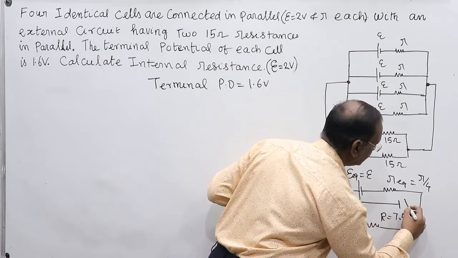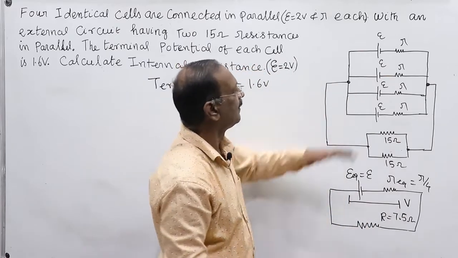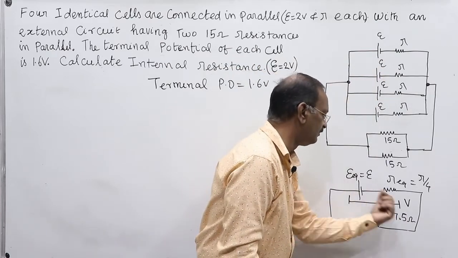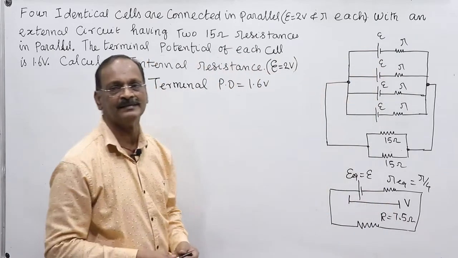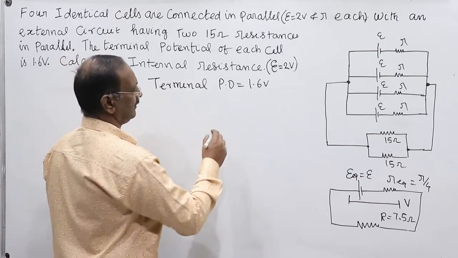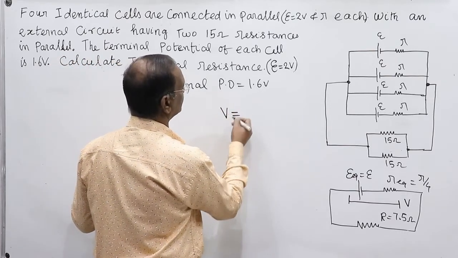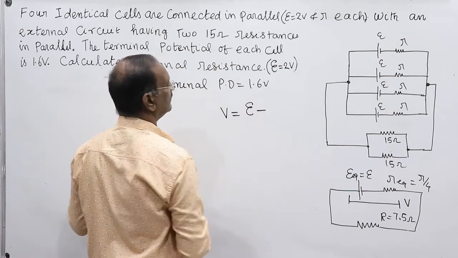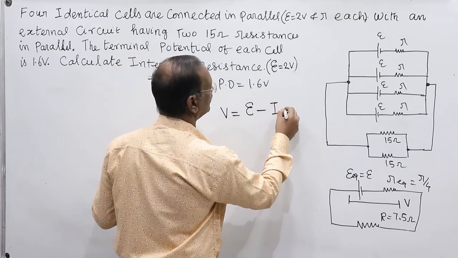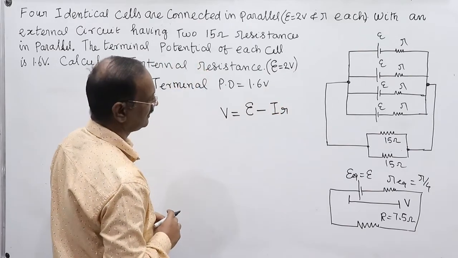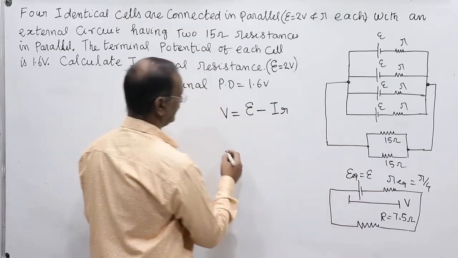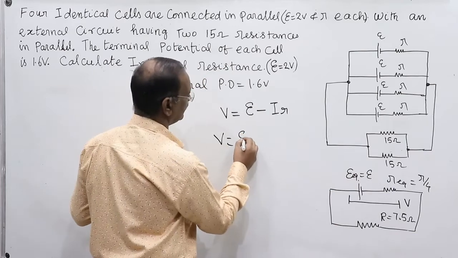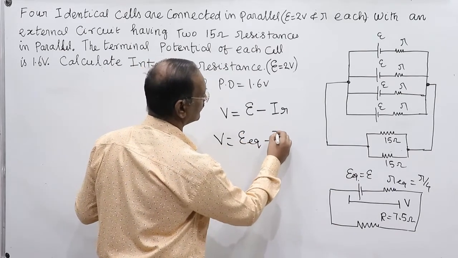Since all are in parallel, that means the terminal potential of each cell is equal to the terminal potential of the combined cell, because it is in parallel. Or we can write, since the general expression for terminal potential is EMF minus I into the drop across the internal resistance, here in this case terminal potential is equal to E equivalent minus I.